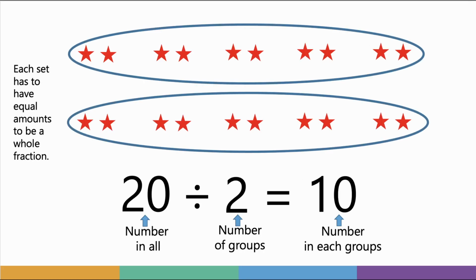Each set has to have equal amounts. I'm showing you equal amounts to begin with. You can also have a mixed fraction with a remainder, but for these examples, we're working with equal amounts with no remainder. So 20 divided by 2 equals 10. 20 is the number in all, 2 is the number of groups, 10 equals the number in each group.